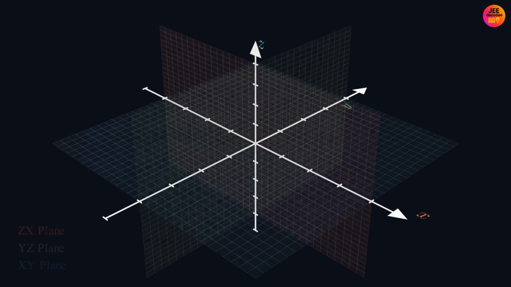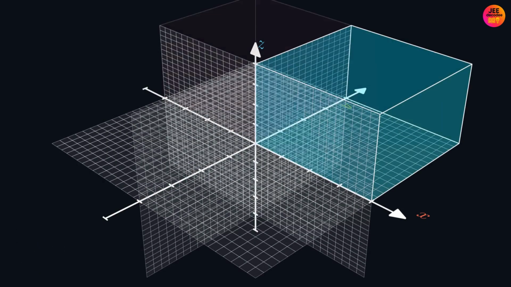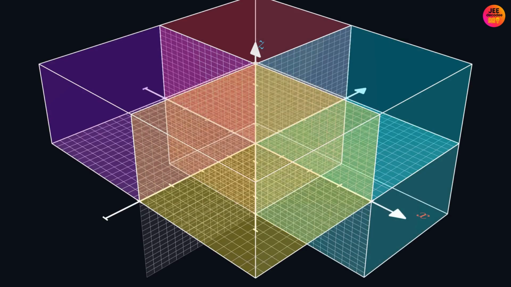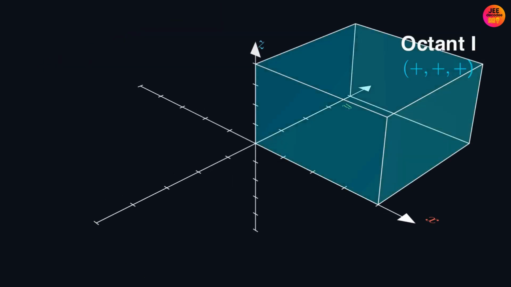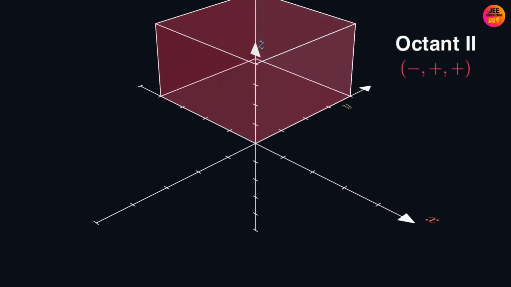These planes divide space into 8 regions called octants. Now, let's take a tour of these 8 octants. Let's start with octant 1. It's the space where X, Y, and Z are all positive. Think of it as the top right front corner of a box. Plus, plus, plus. Now, let's move counterclockwise on the top floor.